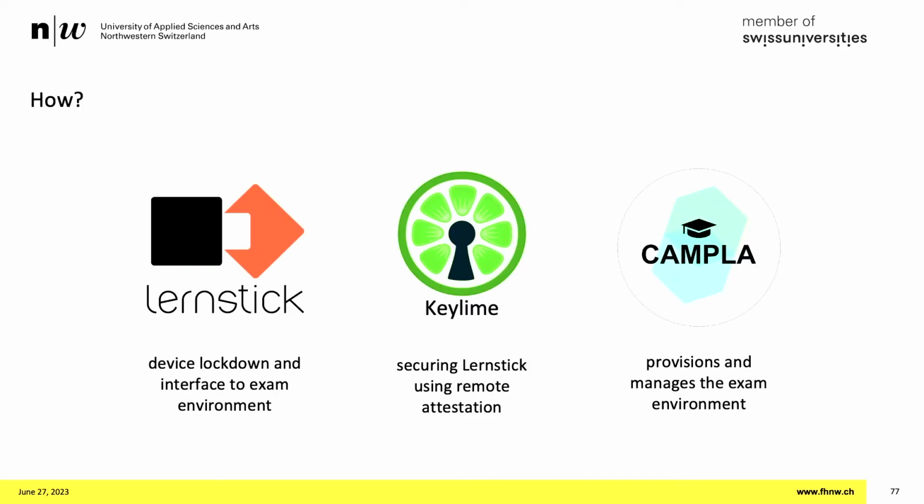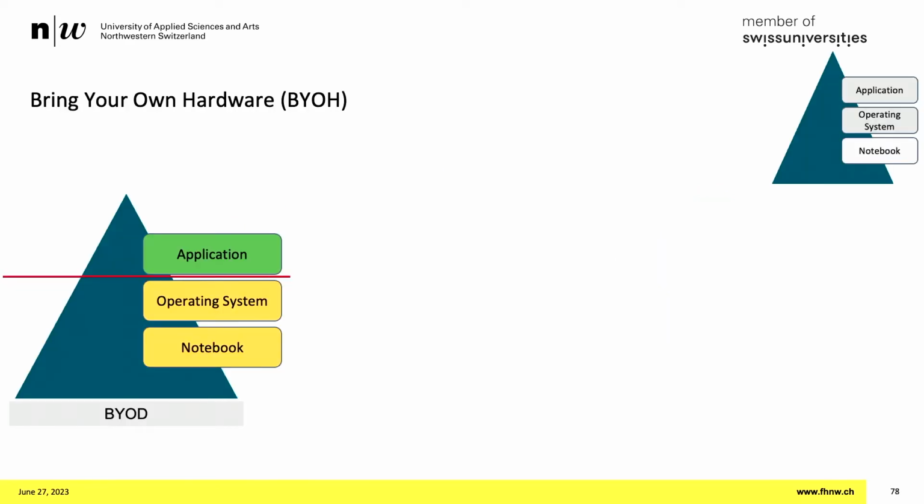So how did we do that? We have three components. First of all, we have LearnStick, which is a Linux distribution that provides the lockdown of the device itself. Then we have Keylime, which is a remote attestation project that we secure the LearnStick environment with. And then we have CAMPLA, which is our management interface to write the actual exams on, which is also running the exam in the cloud, but for that we look at that a little bit later.